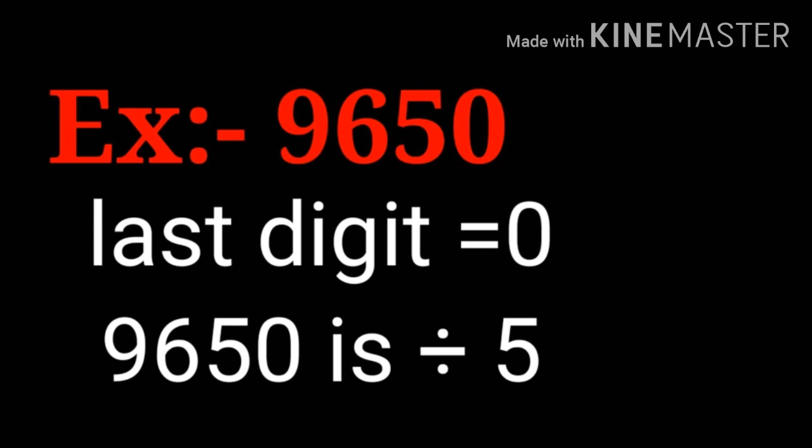Let us discuss one more example. 9650. In this example, the number has last digit 0. That means the given number 9650 is divisible by 5.